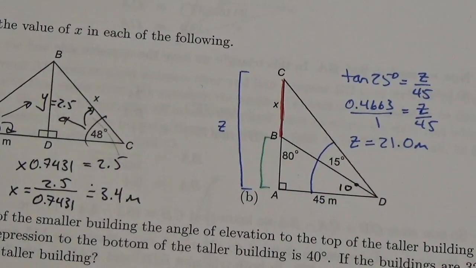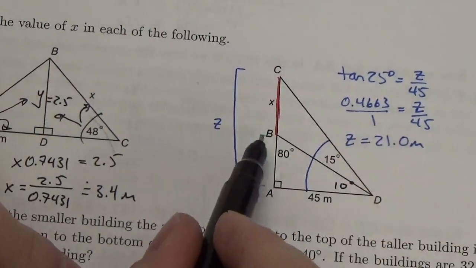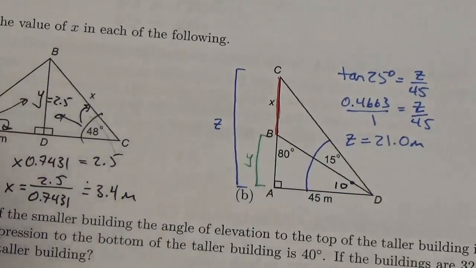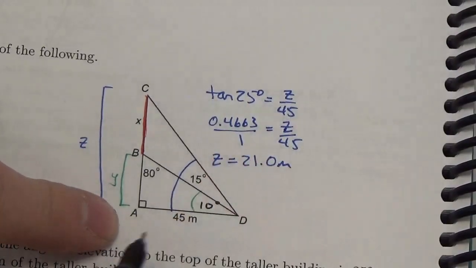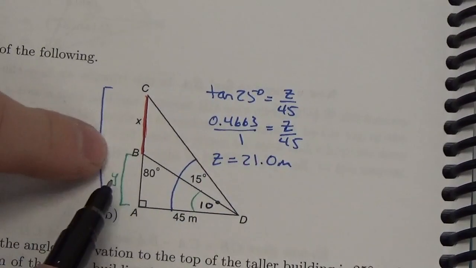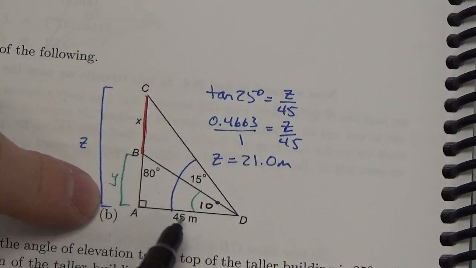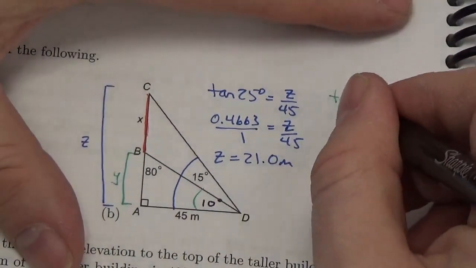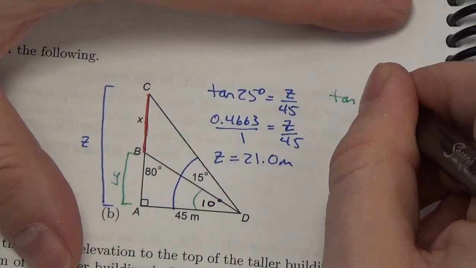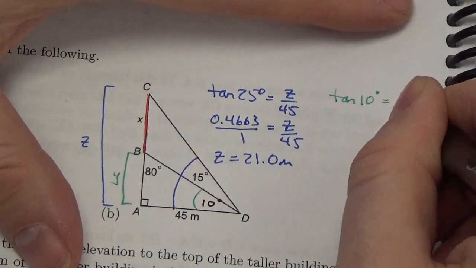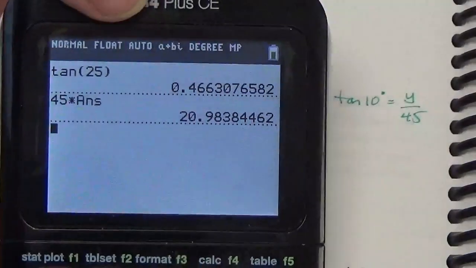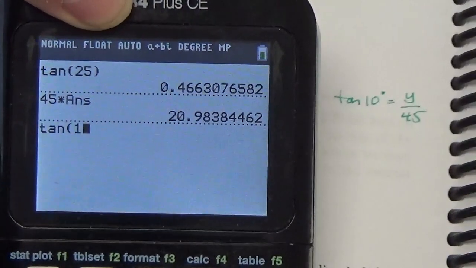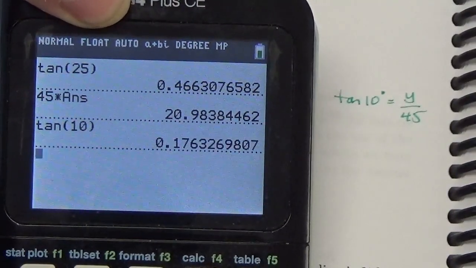Now, I'm going to switch colors here. We're going to find y. So I'm going to focus on just this little triangle right here. So in that triangle, and maybe I'll do it over here, I have this angle here, 10, which makes me label this as the opposite. This is the adjacent, so this is going to be tangent again. So the tangent, this time of 10 degrees, is going to equal y over, once again, 45. Well, the calculator knows what the tangent of 10 is supposed to be. Tangent of 10 is going to be 0.1763.